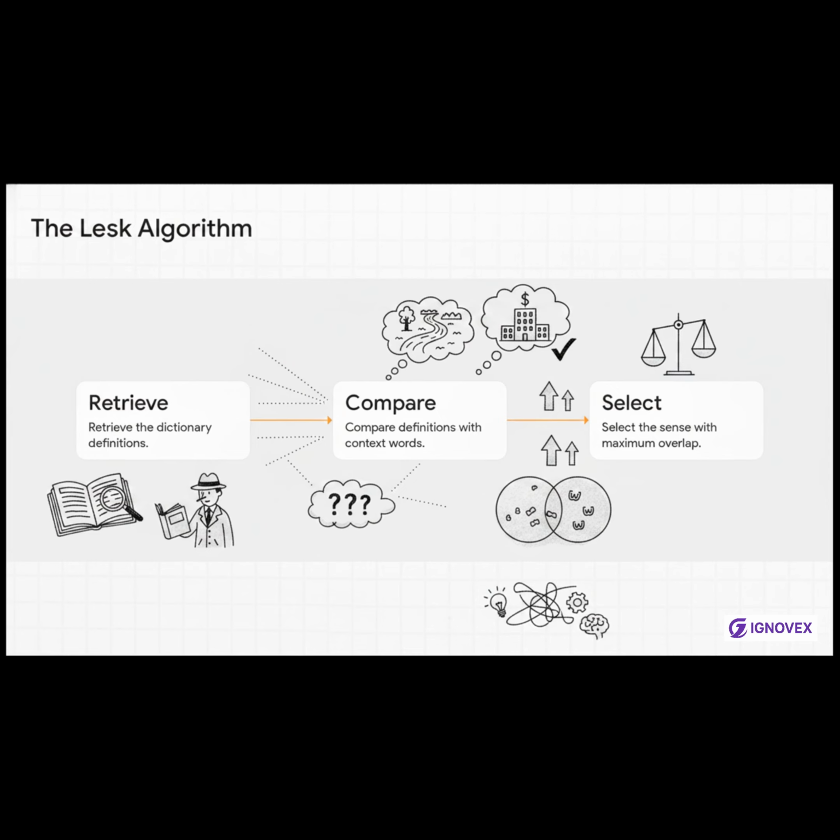Think of this algorithm kind of like a detective armed with nothing but a dictionary. First, the algorithm grabs the dictionary definitions for all possible meanings of the ambiguous word. Then, it compares those definitions with the definitions of the other words in the sentence. Finally, it simply counts the overlapping words and picks the maximum overlap. So, if the sentence is about a river, the definition of the water edge bank is going to share way more words with the surrounding sentence than the financial definition ever will. It's a highly logical, rule-based approach.